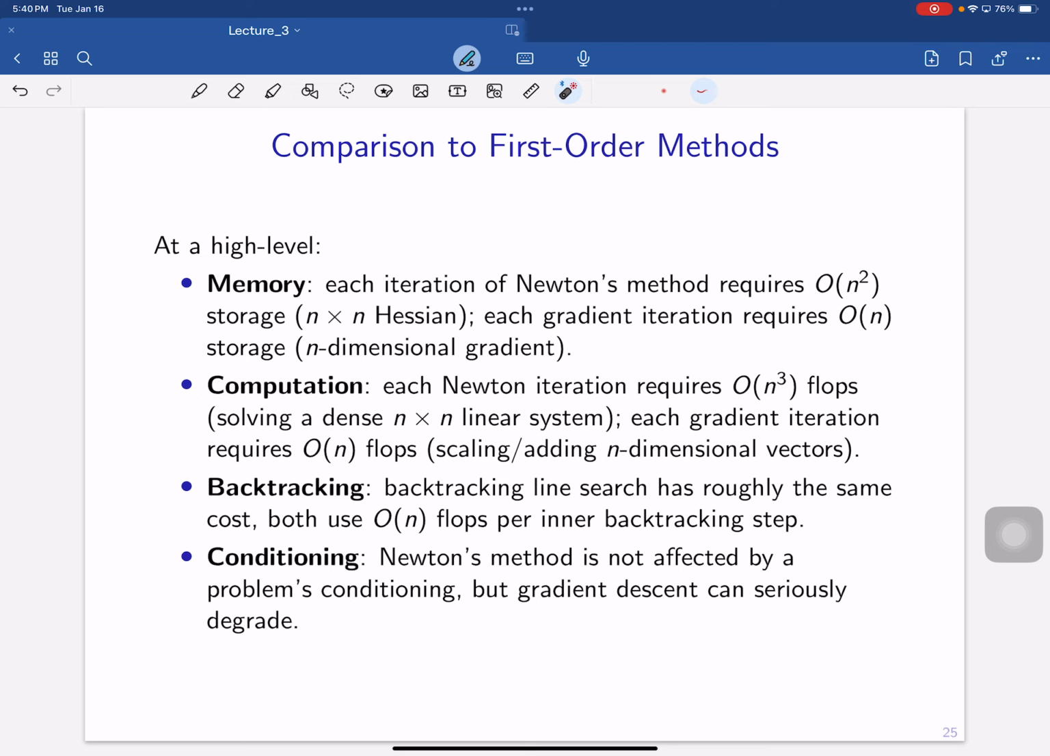And if you do backtracking, it will require additional O(n) flops per inner backtracking step. And Newton's step is not affected by conditioning, while gradient descent can seriously degrade if you have a problem that is not very well conditioned.